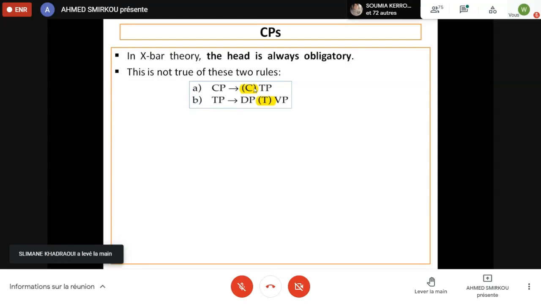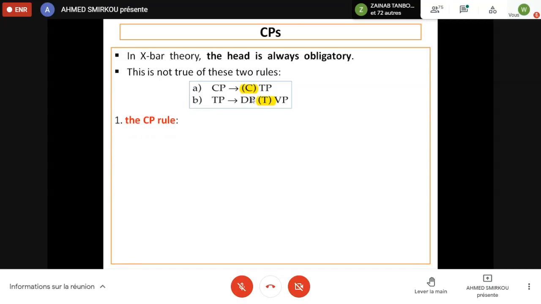Mr. Sliman, yeah? Yes, Professor, the head must not be optional. It must be obligatory in a sentence, in a phrase. Yes, so we said that sometimes we have the complementizer and sometimes we don't. That's why it should be between parentheses. But this is contradictory because we are saying that the head is optional, which is impossible. Okay, it's impossible. The head is not optional.